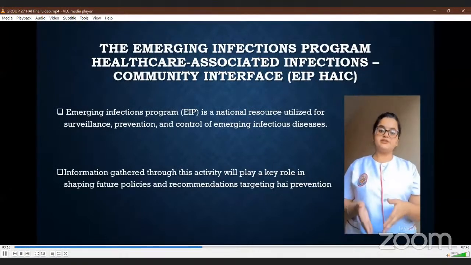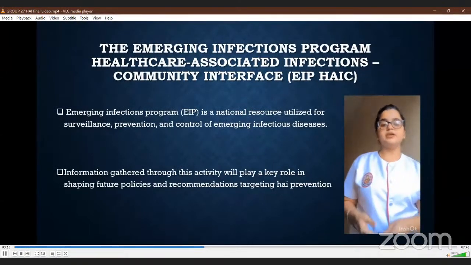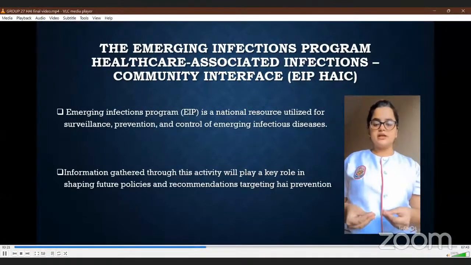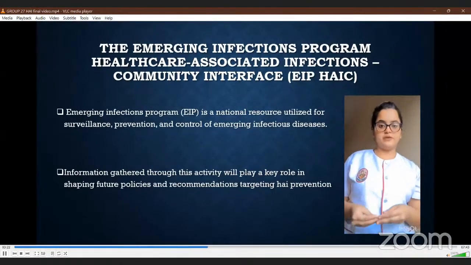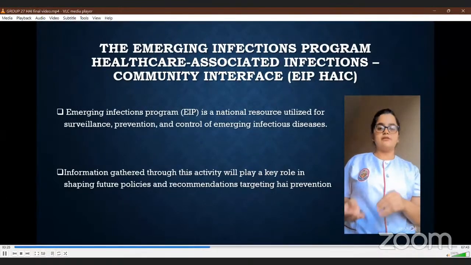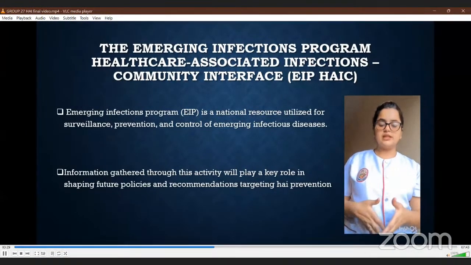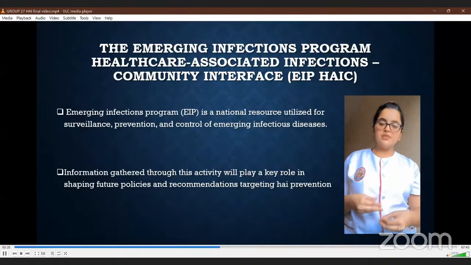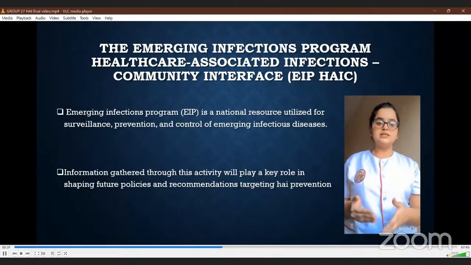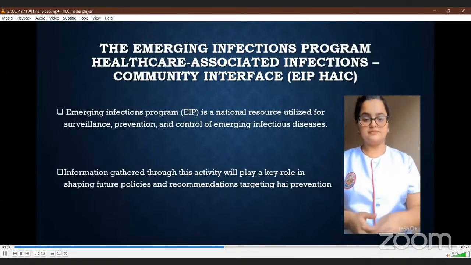Now we'll talk about the Emerging Infections Program, Healthcare-Associated Infections Community Interface. It is a national resource utilized for surveillance, control, and prevention of emerging infectious diseases. It is a network of state health departments with their collaborators, and it basically helps to answer critical questions like emerging HAI threats, advanced infection tracking methods, and antibiotic resistance in the US. Information gathered through this activity will play a key role in shaping future policies and recommendations targeting HAI prevention.